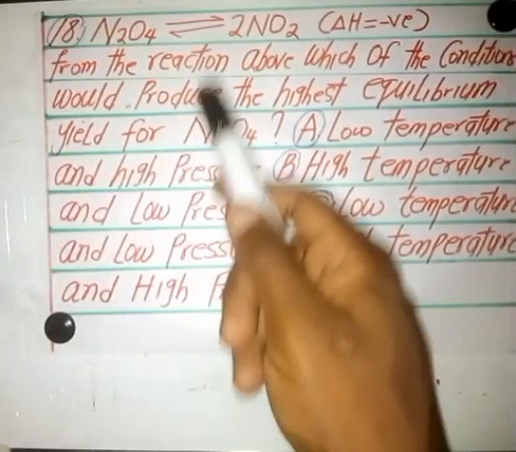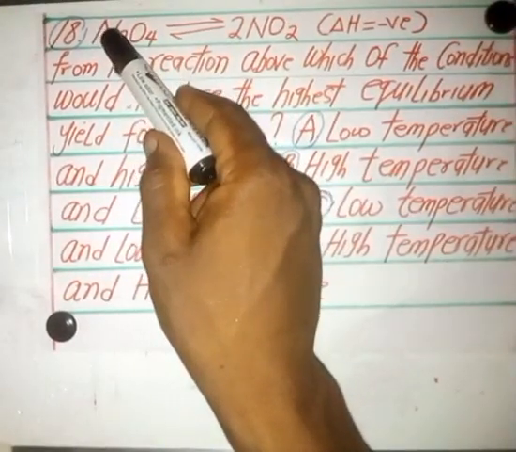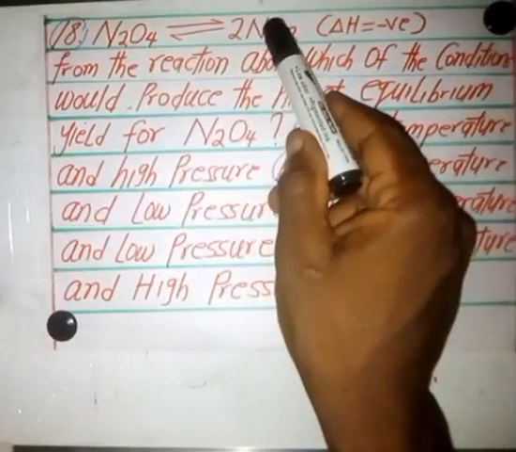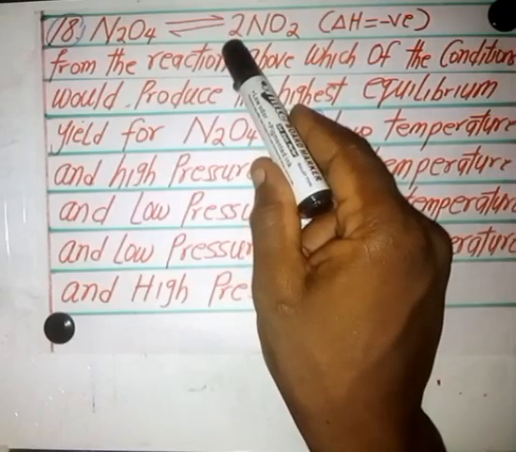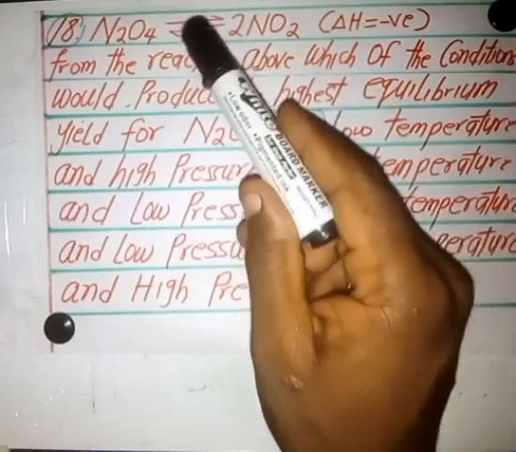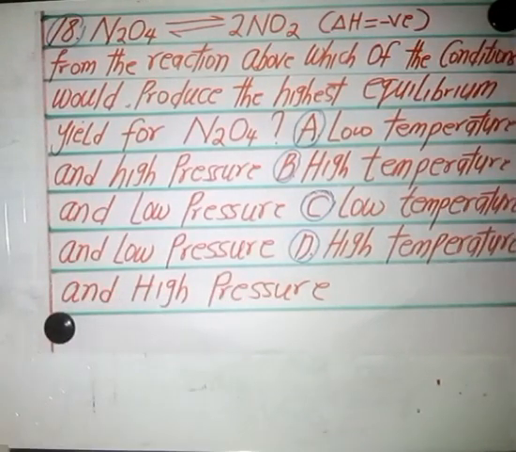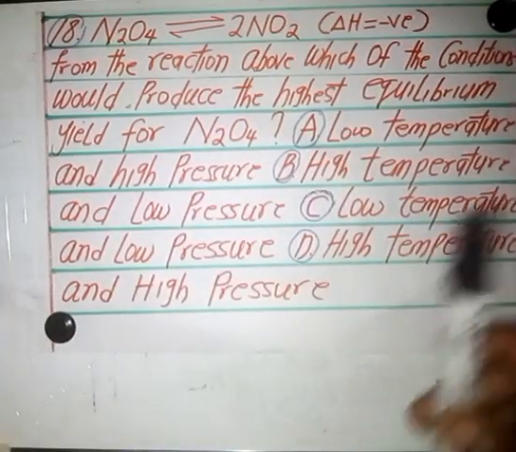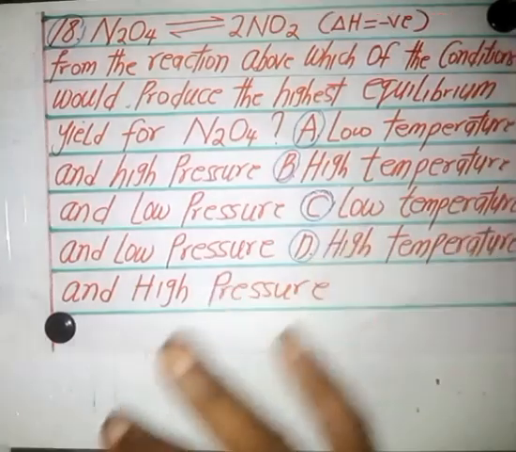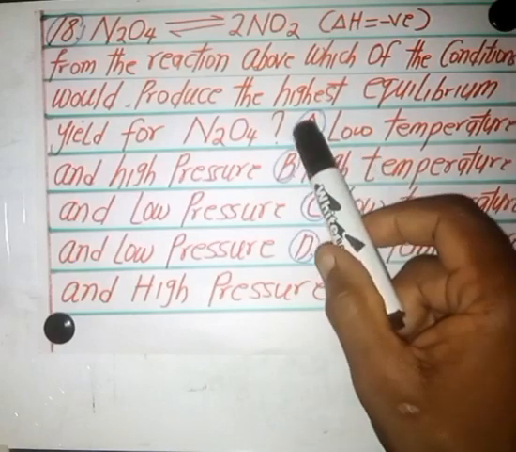So in order to increase the yield of this one, you have to increase the pressure. If the question was about this one, we would have to reduce the pressure. Why? Because of the number of molecules. If the number of molecules on one side is smaller, in order to increase the yield, you increase the pressure. While if it is higher, you reduce the pressure. So your answer will be low temperature and high pressure, which is A.